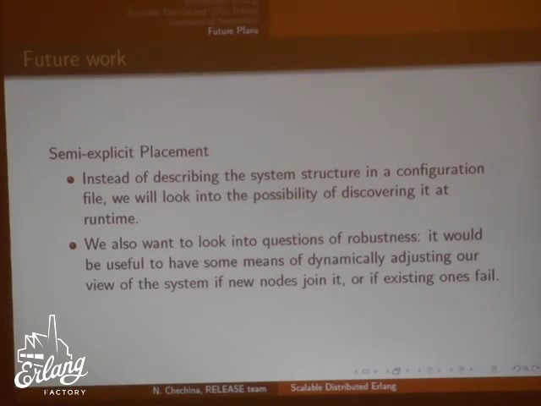Right, so now about future work. In the RELEASE project, we have 3.5 years, and we are 2.5 years in just now, so we have one more year to work on. The semi-explicit placement is a really interesting term that we are very excited about. Currently, what I showed is that we have everything written in a configuration file, and of course, we want to make it automatic. So that's one thing to do.